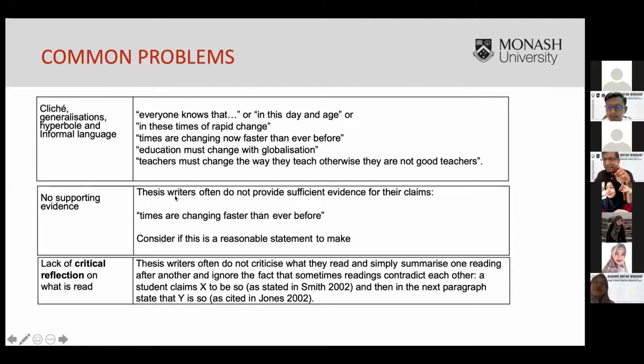Remember what David said at the opening speech? No one cares about what you think. It has to be backed up by evidence. Exactly what I'm saying here. And this one, lack of critical reflection on what is read. Remember what I said? Review of literature must be critical, not descriptive, not just A said this, B said this, C said this. It has to be more than that.